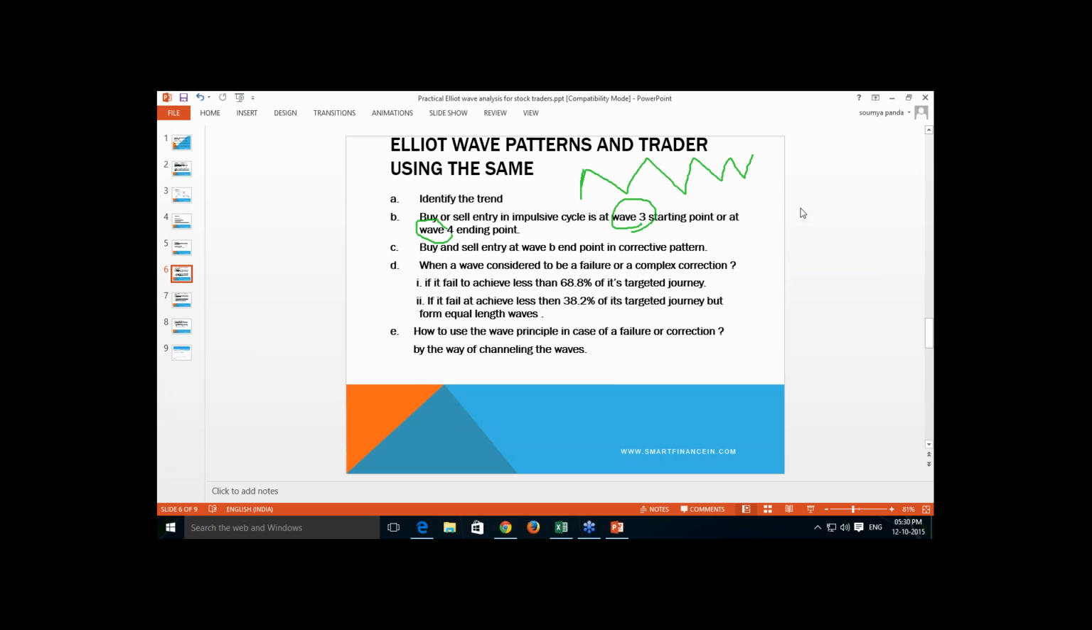If it is not achieving the targeted level, then it is a failure. If it is achieving less than 38% of your targeted journey, then you can consider that as not a wave. Rather, it can be translated as a zigzag pattern, wherein it is going to form waves of equal length. So it is not at all considered as an Elliott wave study. Rather, we can say that it is waiting for specific news or outcomes to influence itself.